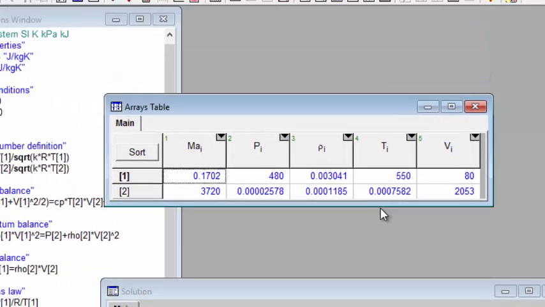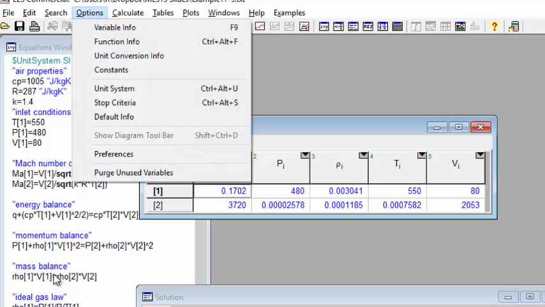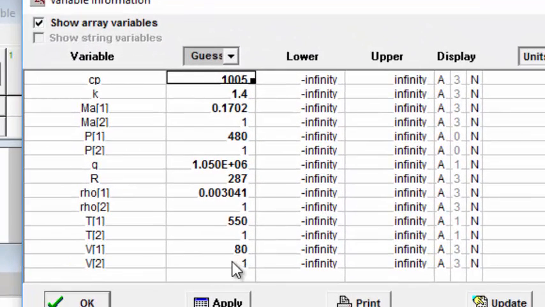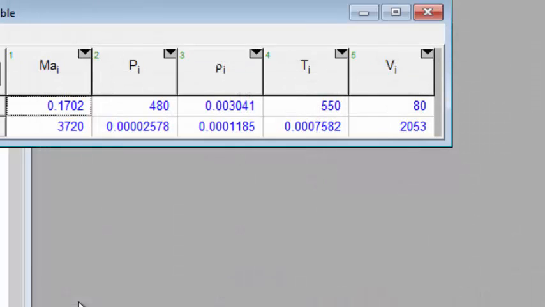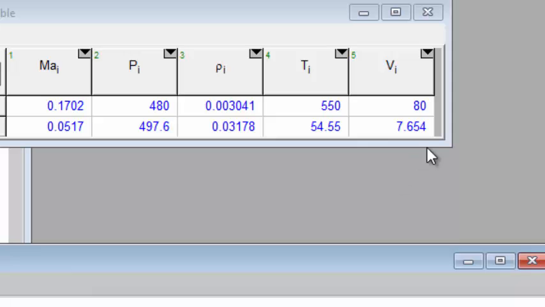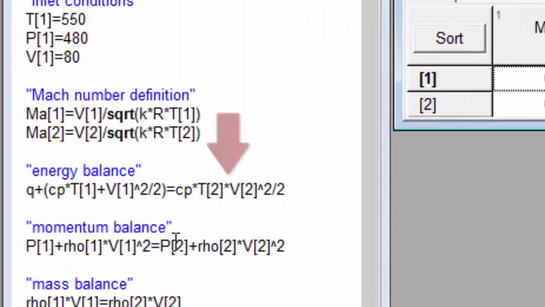So now I need to help EES out a little bit here. What I'm going to do is go under Options, go to Variable Information, and help EES find what would be the more likely solution, since I know my temperature should be higher, at least like 1,000 degrees. So I'm going to have it guess 1,000 degrees for what T2 is, and let's see if we can get a solution that makes a little bit more sense. And if I look here, 554, that's still not warm enough. So I think that I've got a typo in my equation.